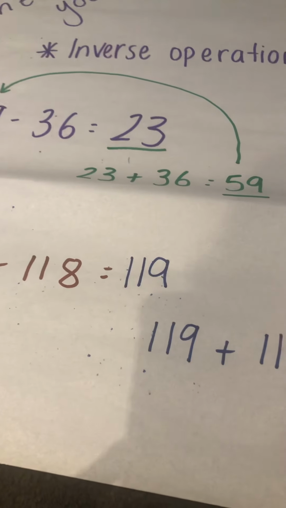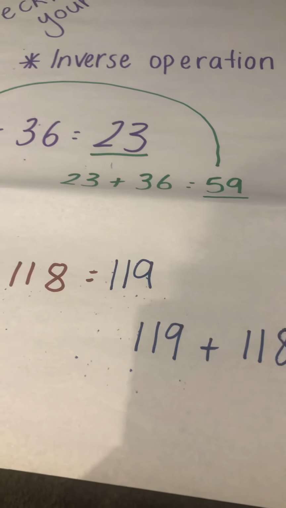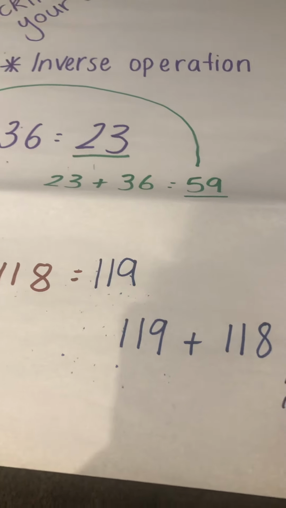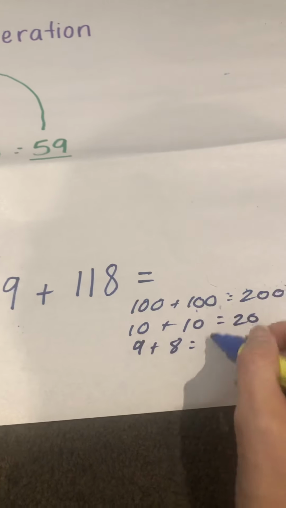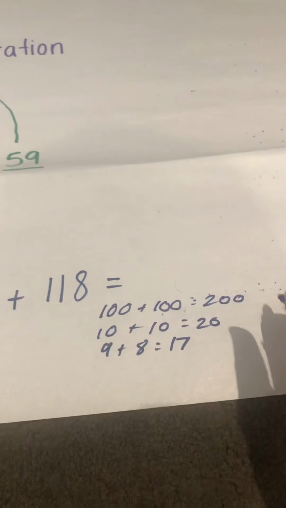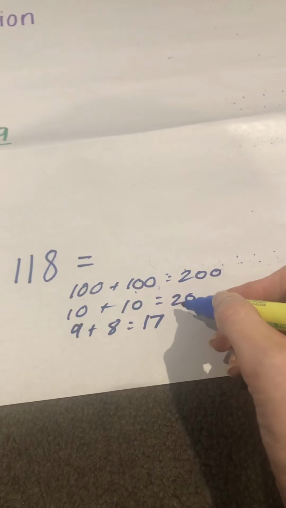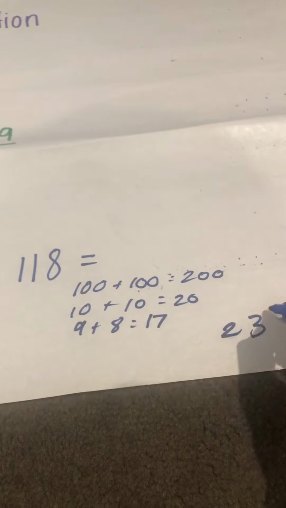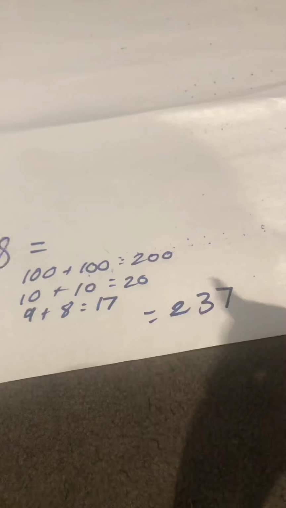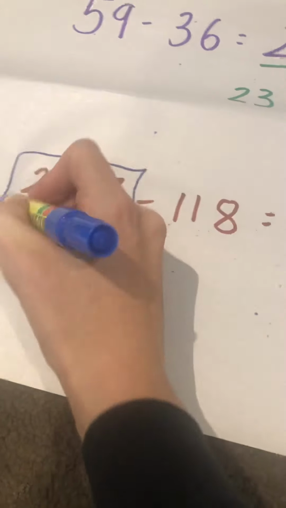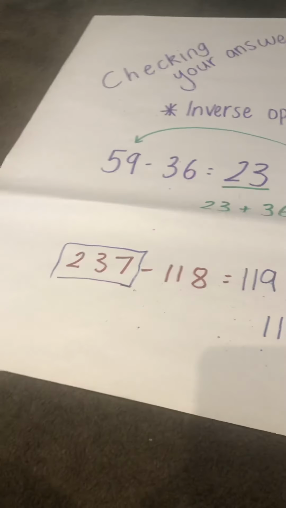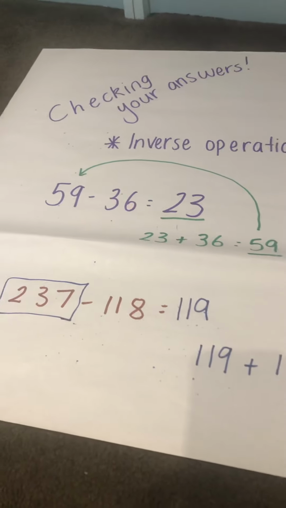So 100 plus 100 equals 200. 10 plus 10 equals 20. 9 plus 8 equals 17. And then I add them together. So 200 plus 20 is 220 plus 17 is 237. Okay? And that is my original number. Okay, so that is a way of checking your subtraction problems by using addition.